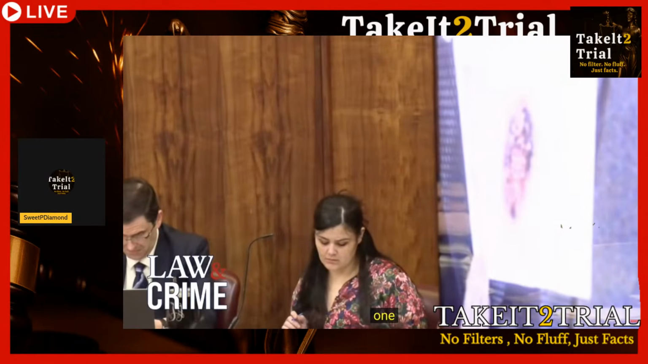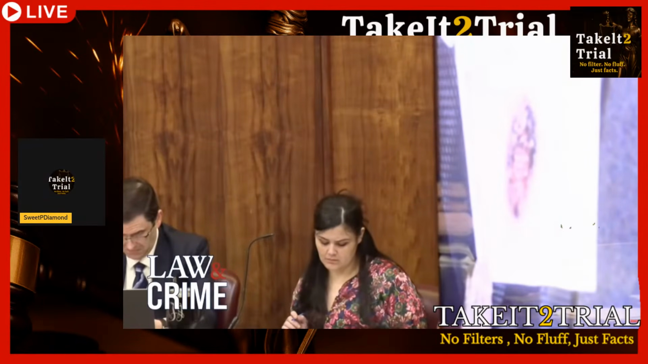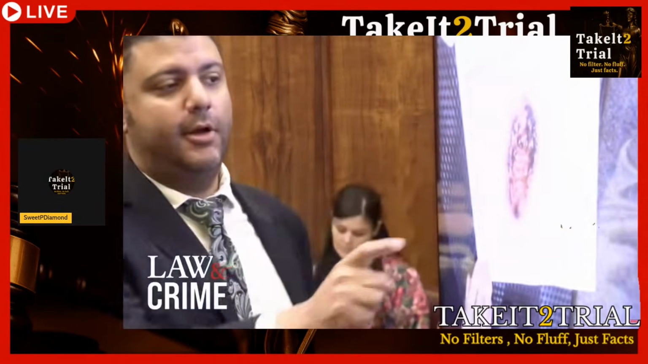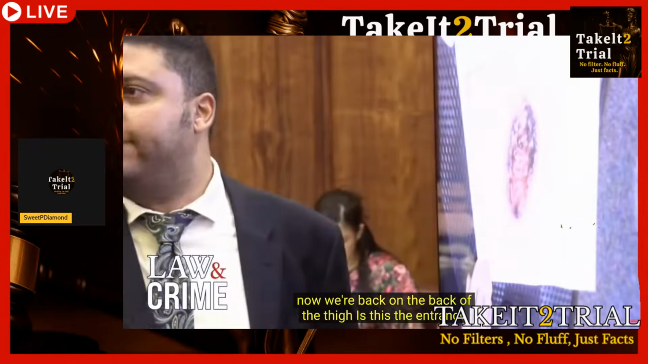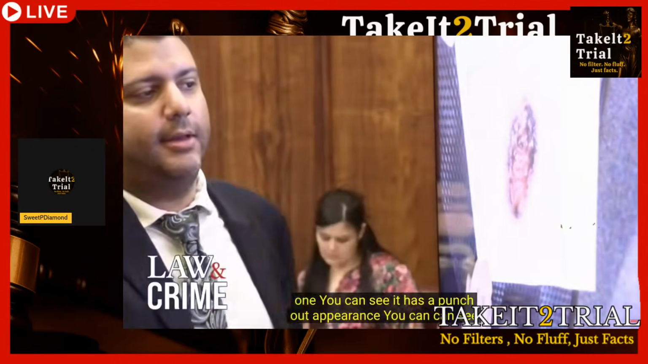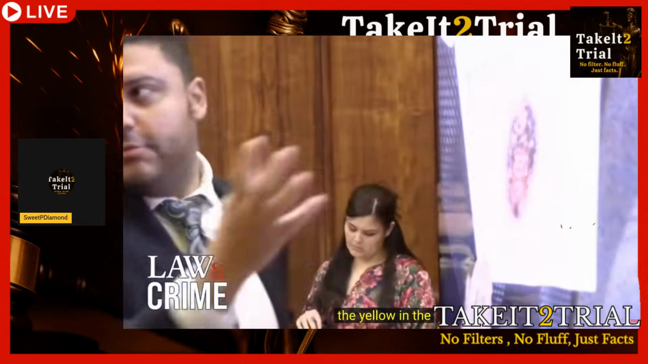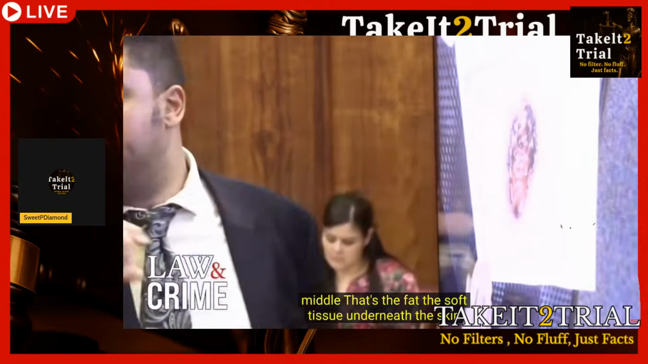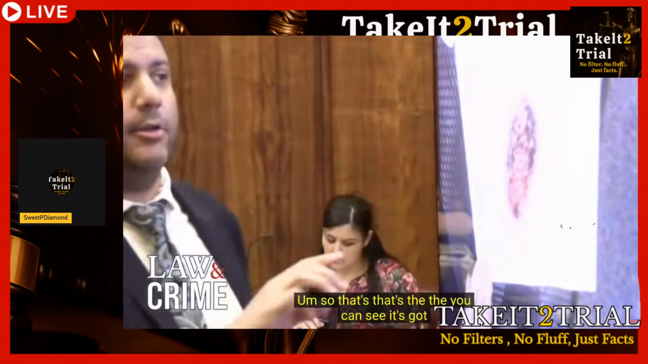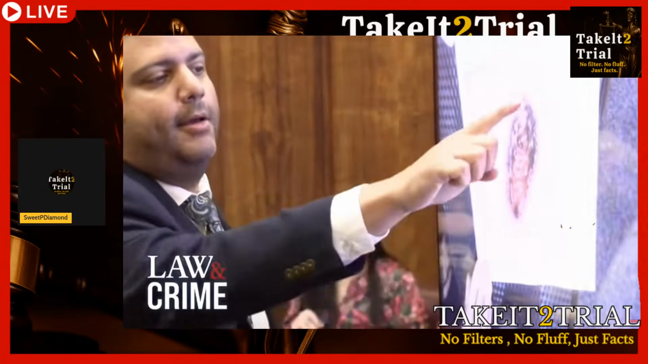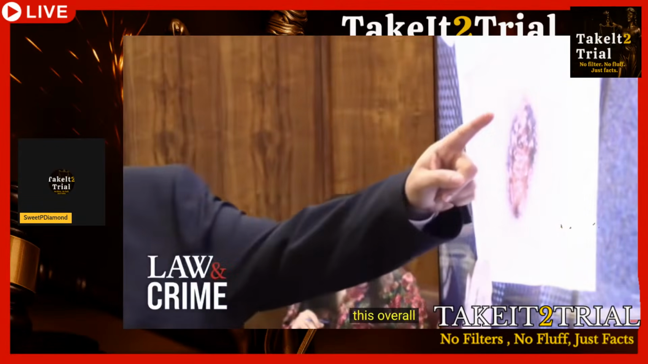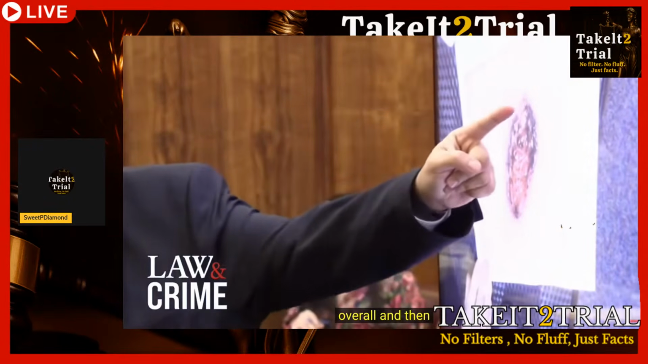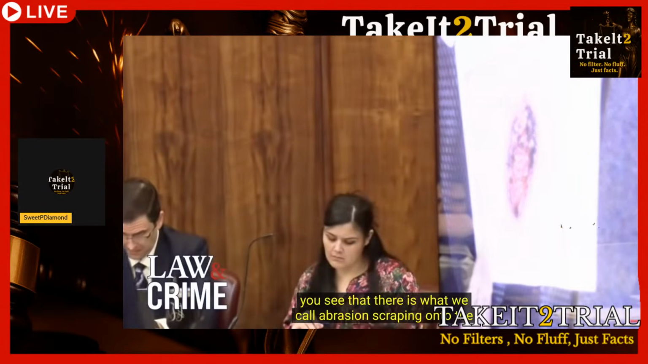What about this picture? So now we're back on the back of the thigh. This is an entrance wound. You can see it has a punched out appearance. You can see the yellow in the middle, that's the fat, the soft tissue underneath the skin. So that's missing, that's the gunshot wound. It can be round, it can be oval, it can be elliptical, depending on the angle that they go in. Going around the wound, you see what we call abrasion, some scraping of the tissue around the edges of the wound. These are all features of an entrance.